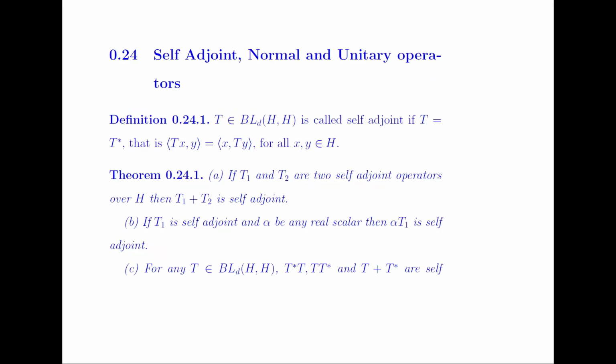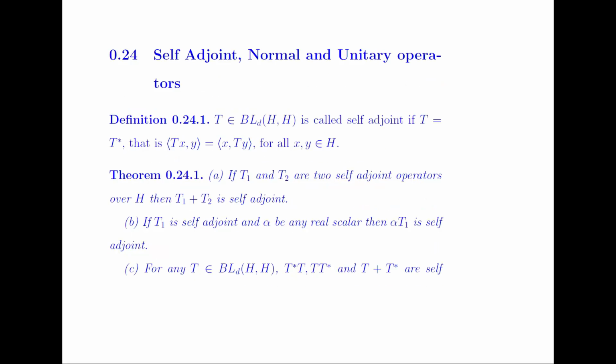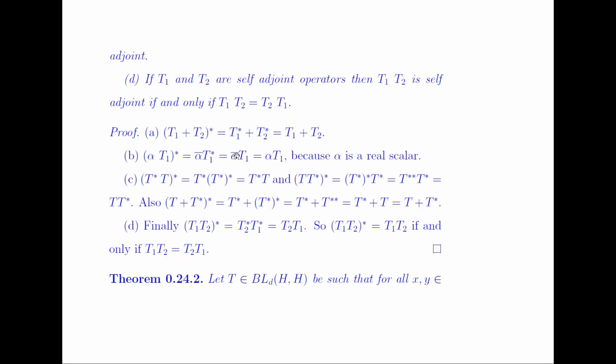In the second case, we have T1 self-adjoint and alpha a scalar. If I take the adjoint of alpha T1, then alpha T1 star is equal to alpha conjugate into T1 star. And T1 star is equal to T1, which is given. Because alpha is a real scalar, alpha bar is equal to alpha. So we get the second part.